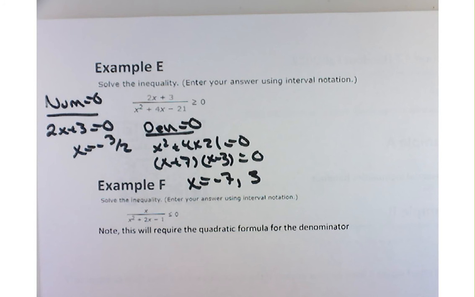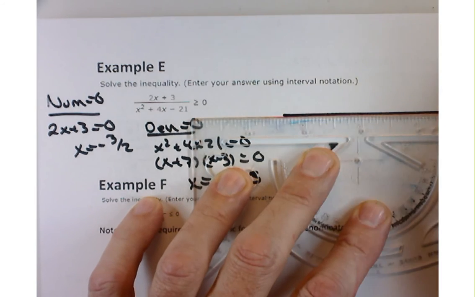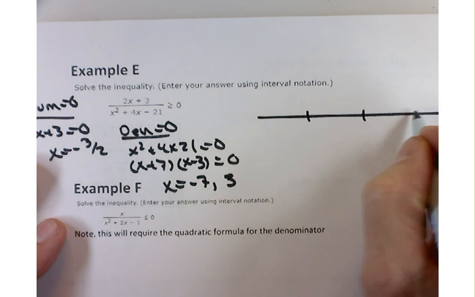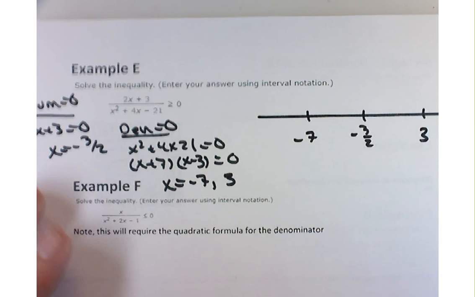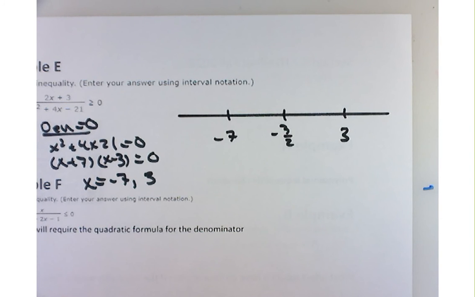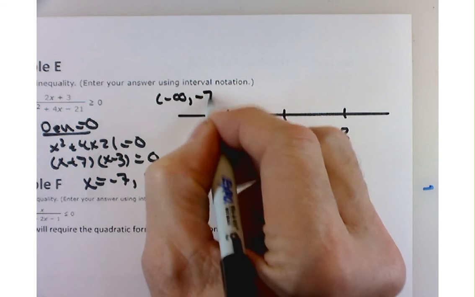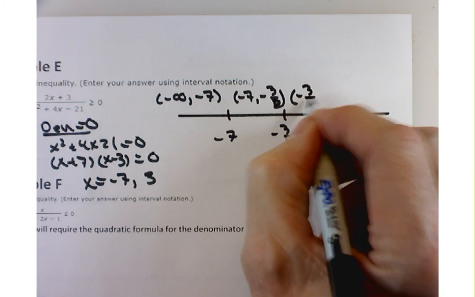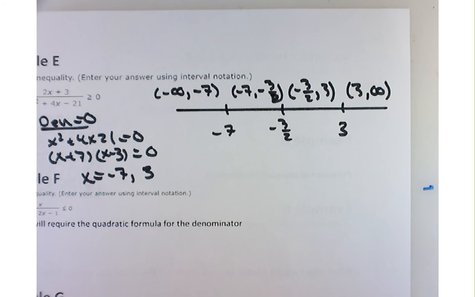Perfect. Let's put those on a number line. It'll really screw you up if the numbers you put on the number line aren't in ascending order. So make sure that you take care of that. So it's going to be negative 7, negative 3 halves, and then 3. Let's put our intervals down here next. That's going to be negative infinity to negative 7, negative 7 to negative 3 halves, negative 3 halves to 3, and 3 to infinity. You're always going to have one more interval than you have points. 3 points, 4 intervals. 4 points, 5 intervals.